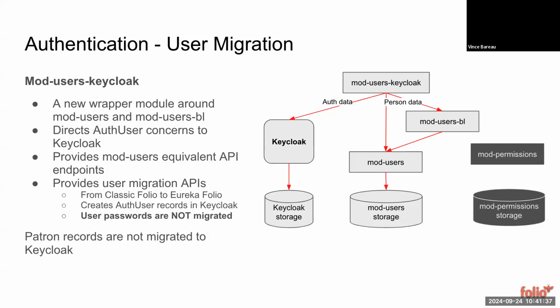One important thing to realize is that passwords are not going to be migrated automatically, and that's what you would sort of expect. You wouldn't imagine that you can take your password from one place and drop it in another. So you will need to recreate the passwords of the users. And furthermore, patron records. So remember, users in Folio may contain both patrons and staff users. Patron records are not migrated to Keycloak. And that makes sense because patrons don't ever authenticate into Folio, so there's no reason to put their auth data into Keycloak.